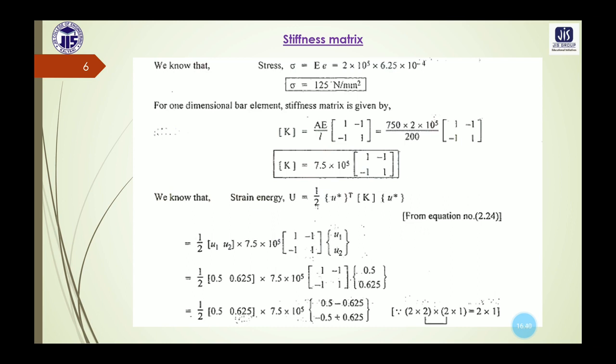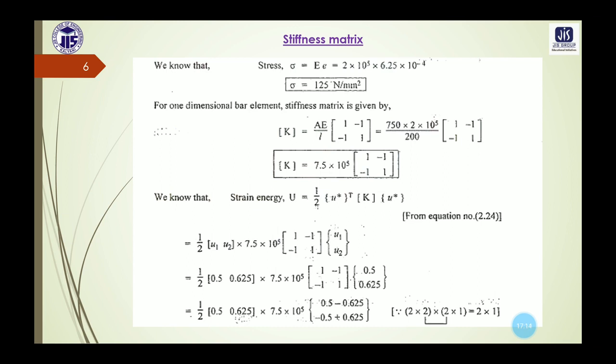Now for the fourth part of the numerical, we need to find the value of the stiffness matrix. The formula of the stiffness matrix K is actually EA by L multiplied by the symmetric matrix 1, minus 1, minus 1, 1. Here we need to put the value of the cross-sectional area of the bar, which is given as 750. Then the value of Young's modulus we need to put here, and the value of L, that is the actual length of the bar. If we put these values, then we will get the final value of the stiffness matrix.